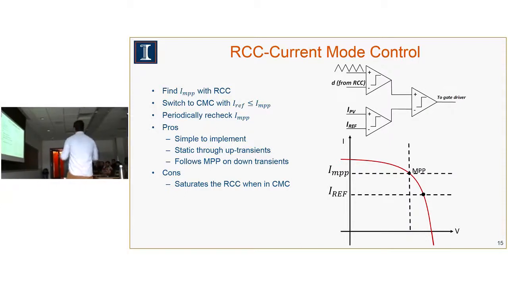Whereas if a cloud moves on the array, then the power jumps down. Both are undesirable. So it's static through up transients since it just tracks the current. And then you can implement it so that it just follows the maximum power point on down transients. So that just limits the damage as much as possible. The cons of this is that it saturates the ripple correlation controller when it's in current mode control, which means that when you switch between the two, you'll have to spend some time getting rid of that excess energy in your integrator.